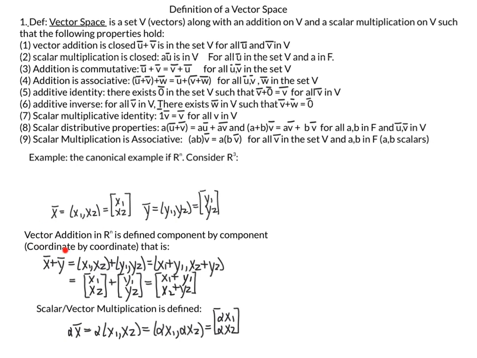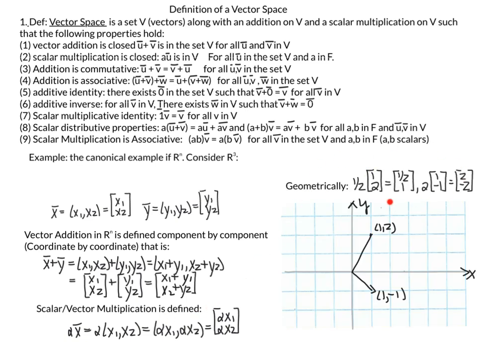So now that we have vector addition defined, the next thing we need to define is our scalar vector multiplication. If we have a scalar, here I chose alpha for no good reason, alpha times our vector x, let's say our vector x is from R2, so x1, x2, we define that as the scalar times the first coordinate, alpha x1, and then the scalar times the second coordinate, alpha x2. So this will be our scalar multiplication.